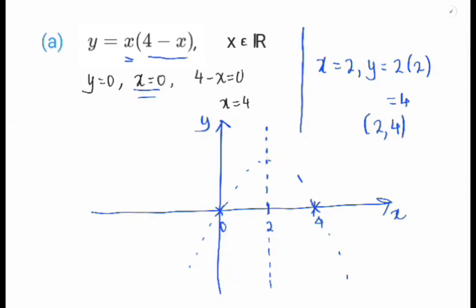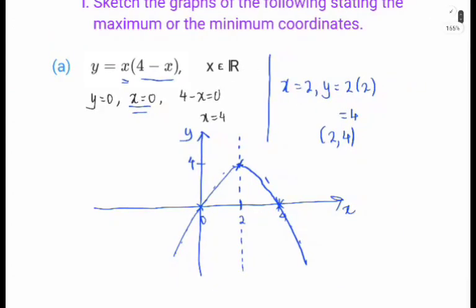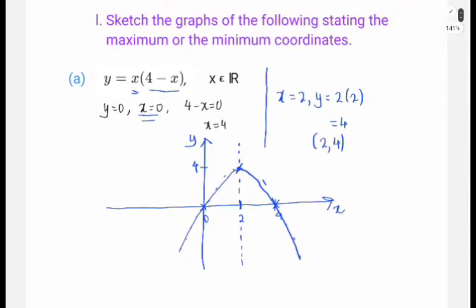So 2, 4 is somewhere here. Let's say this is 4 here. So this is the coordinate 2, 4. That means your graph passes through 0, 0 and then 2, 4 and then 4, 0. This is the graph. Here the question asks what is the maximum or the minimum coordinate. This way is a maximum coordinate, so here the maximum coordinate is 2, 4.